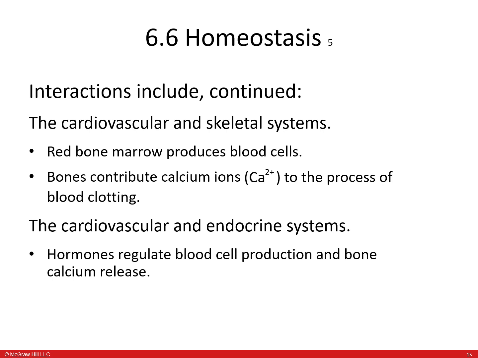It also interacts with the skeletal system. The red bone marrow produces blood cells, and the bones contribute calcium ions, and this is done for the process of blood clotting. And the cardiovascular system also interacts with the endocrine system. So basically the hormones regulate blood cell production and bone calcium release as well.